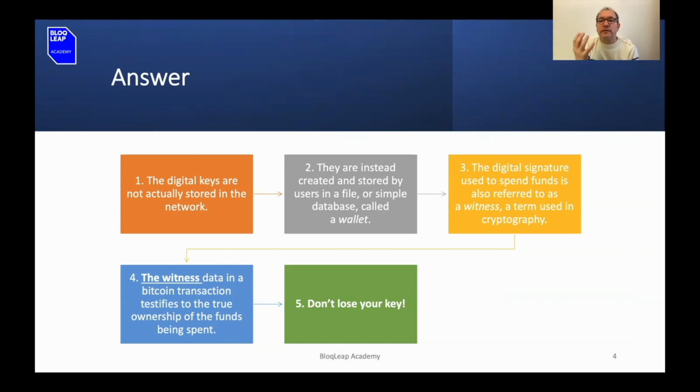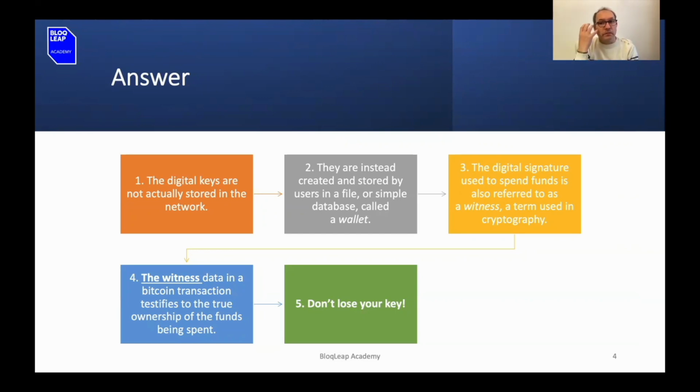So we talk a lot about digital signature. And this digital signature is used when you want to send, or what we say here, to spend funds. When you send a Bitcoin to someone, your private key is very important for this digital signature, this witness, as it's called in the jargon. So the witness data in a Bitcoin transaction testifies that you are the true owner of the coin if you have the private key. All right.